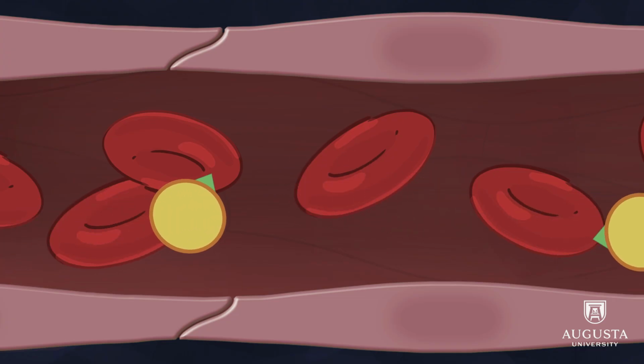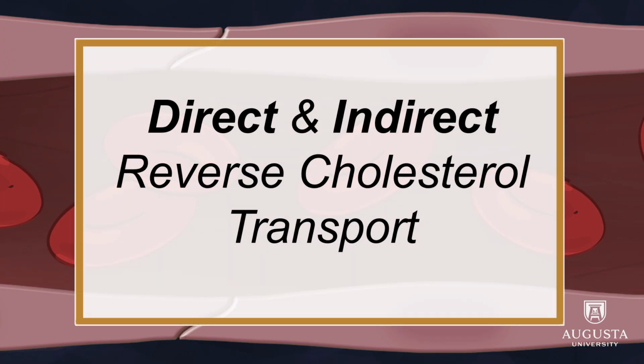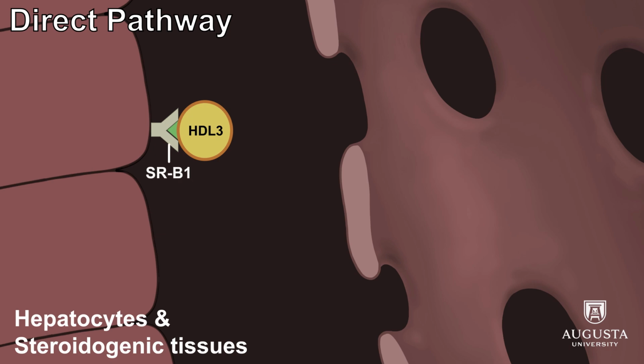The cholesterol carried by HDL can return to the liver by two distinct pathways: direct and indirect reverse cholesterol transport. In the direct pathway, HDL delivers cholesterol esters directly to the liver and to steroidogenic tissues. This process is mediated by the scavenger receptor class B type 1, or SRB1, which facilitates the selective uptake of cholesterol esters without complete internalization of the HDL particle. As cholesterol esters are removed, HDL2 becomes smaller and reverts to HDL3.